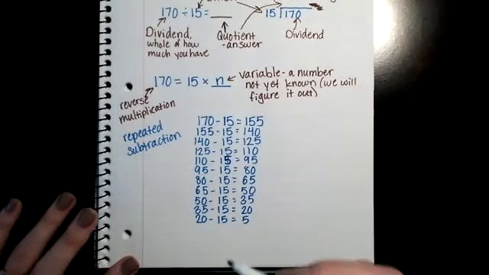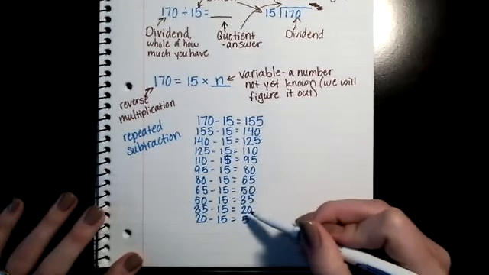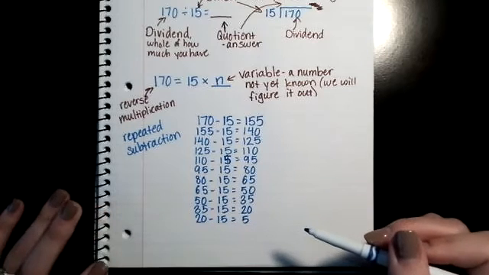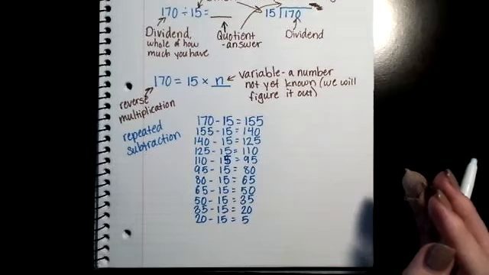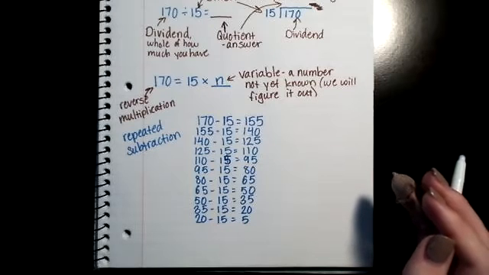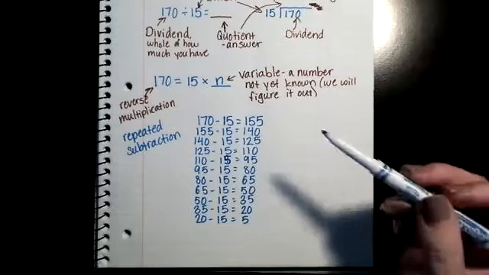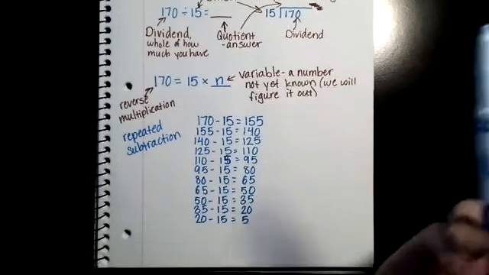Okay. Now, I cannot continue subtracting. All I have here is 5. If I take away another 15 from 5, I'm going to start going into negative numbers. And again, we're not going there right now. We're not going into negative numbers when we're doing division. So what I am going to do, though, is look at how many times I subtracted 15.